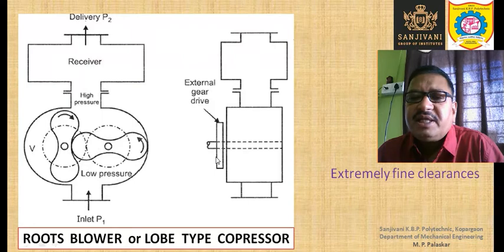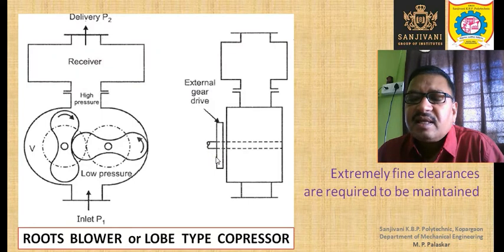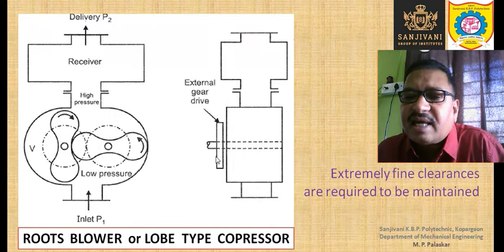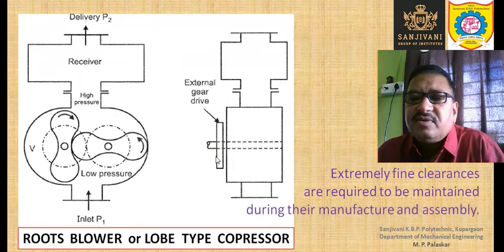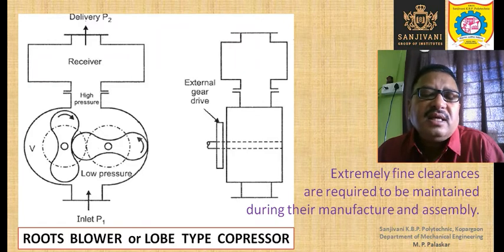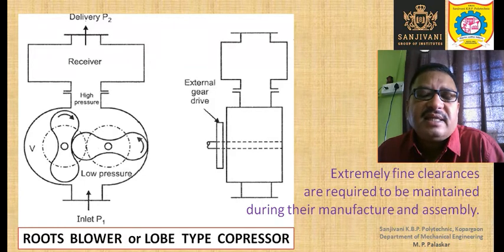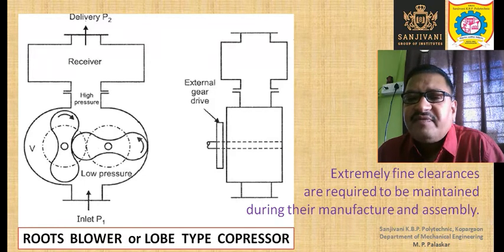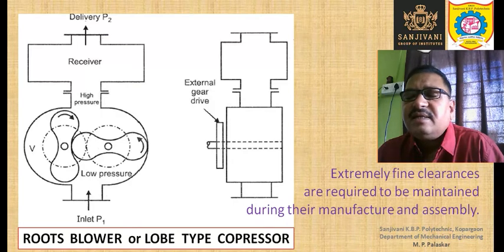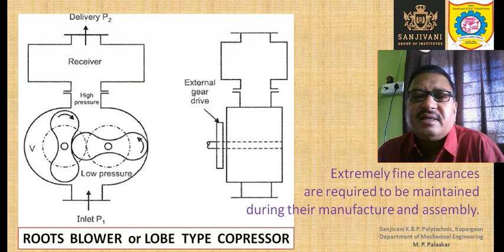So we are having extremely fine clearances, and these extremely fine clearances are required to be maintained during manufacture and assembly. Whenever the rotors, the lobes which are present on the rotors, and the casing are manufactured and assembled, we ensure that the clearance is extremely fine, very exact, perfect clearance between the lobe and the inside surface of the casing.